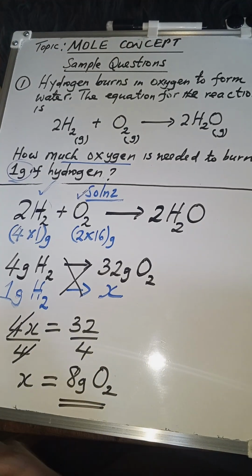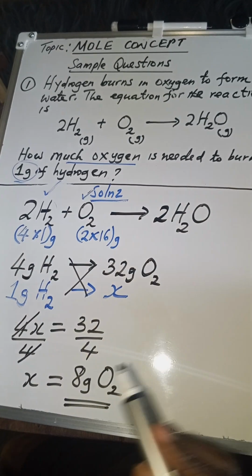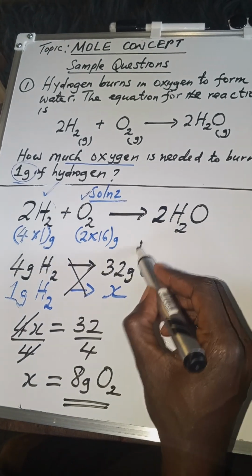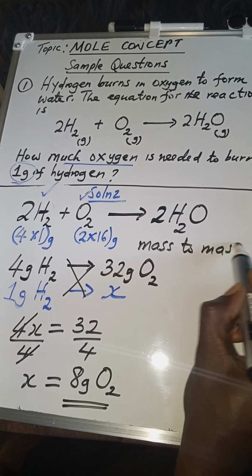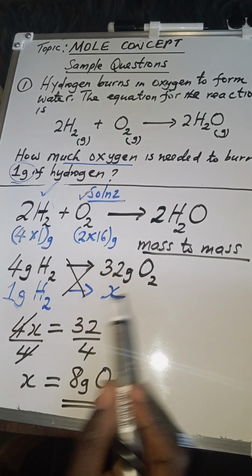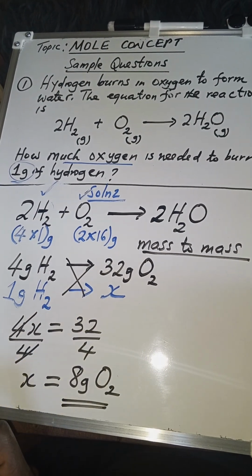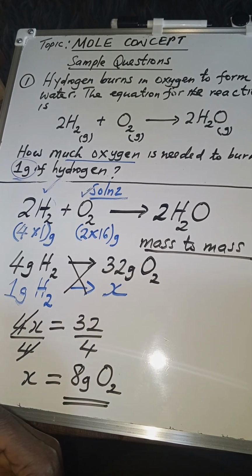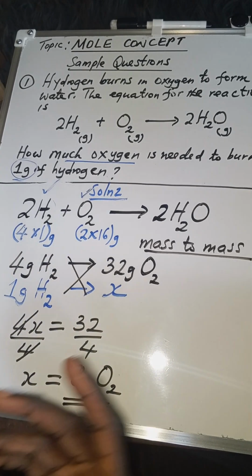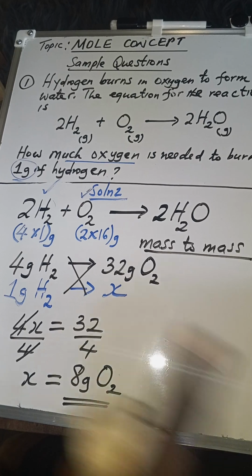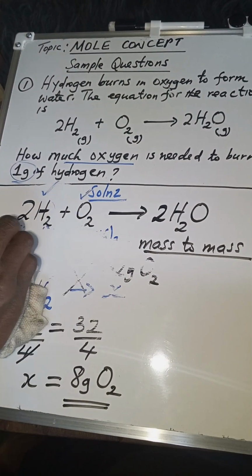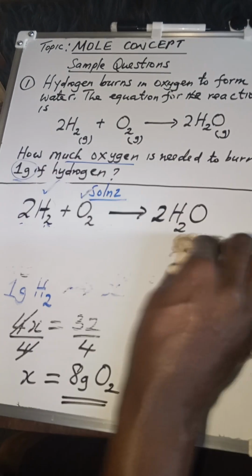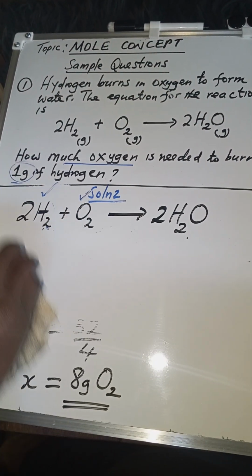Like I said, there's another method. This one that we were using, we can simply call a mass to mass calculation, because I'm just comparing the masses. But you can also use what we call the mole ratios. Let me just show you. I'll clean up this one so that I can now compare the mole ratio. Again, you need the balanced chemical equation in order to do that.